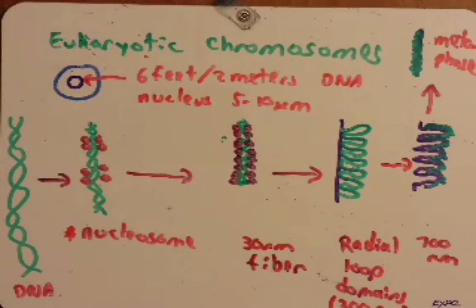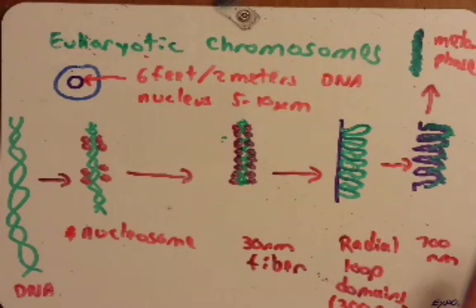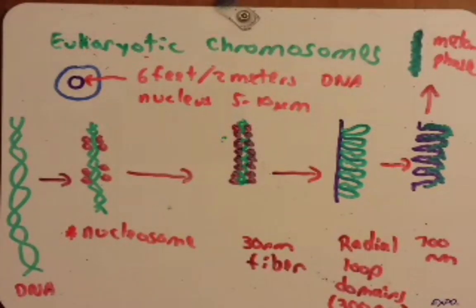It's useful to draw these to give you an idea of what they go through, but I can't imagine asking you to draw anything to this side of my pen on an exam. This side of the pen, I could see asking you to do that. But you should know the order here. And you should know that this is how eukaryotes package 6 feet of DNA into a nucleus that is only 5 to 10 micrometers.